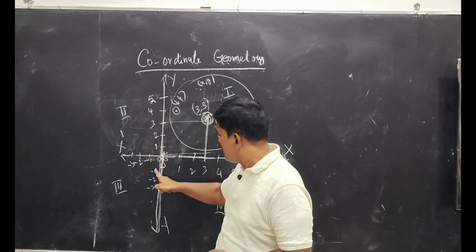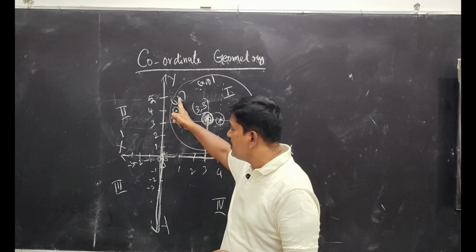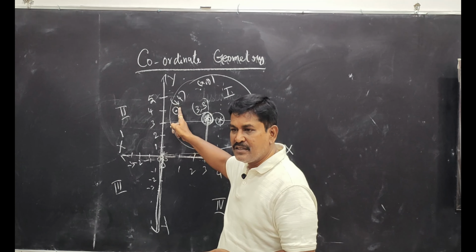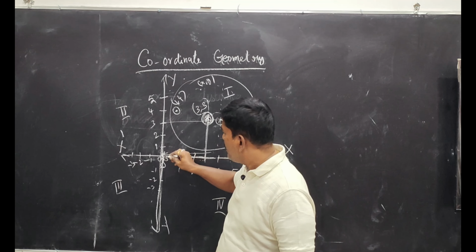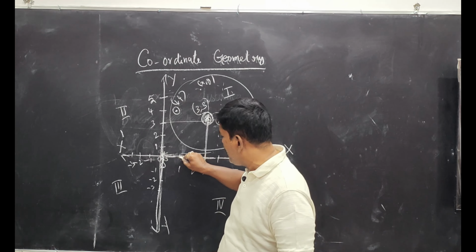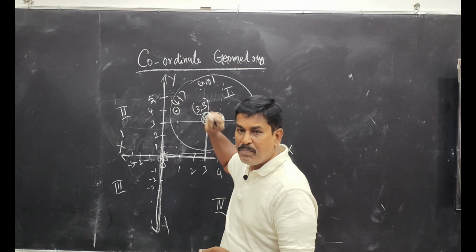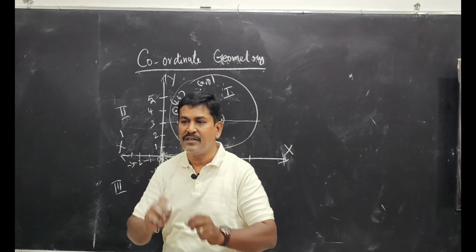This talks about the horizontal distance. This talks about the vertical distance. If you want to reach this, you have to start from 0, then come down, and then go up. This is the way you have to reach it.